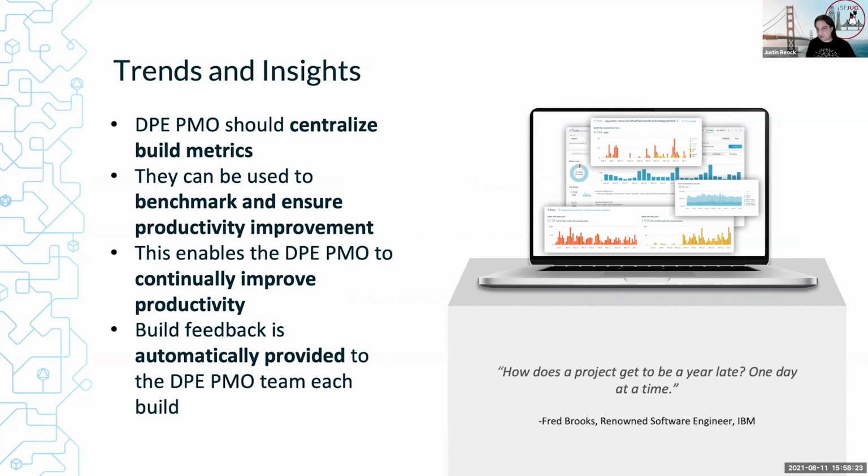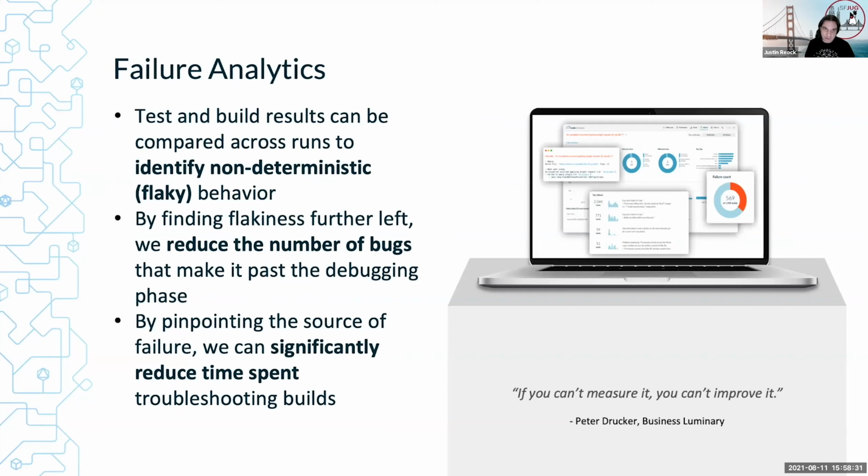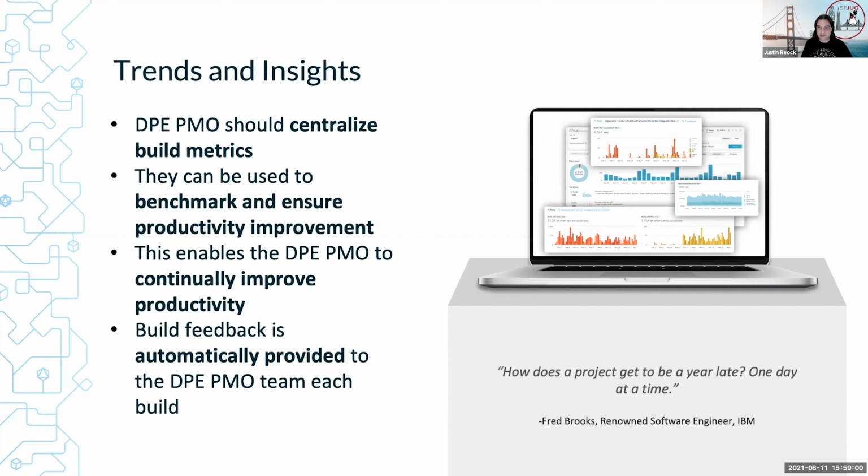And not just about speed, but also about things like failure analytics and trends in the way tests are running. We want to compare test and build runs across multiple runs to ensure that we aren't running into flaky or non-deterministic behavior. If we find this flakiness in the test further left, we can improve the state of that test for all developers so that they're not hit with those same bottlenecks. And we can significantly reduce time spent troubleshooting builds if we're able to look at trends and failures across the whole organization.